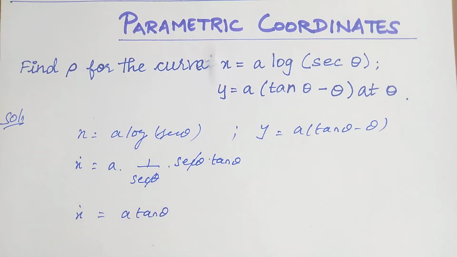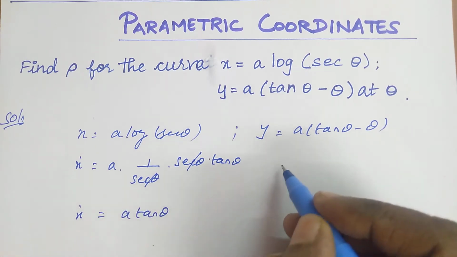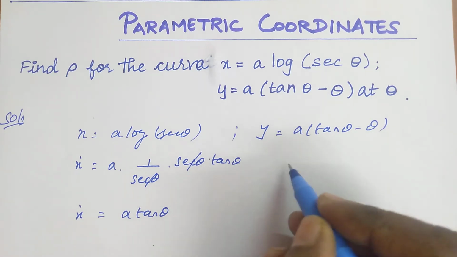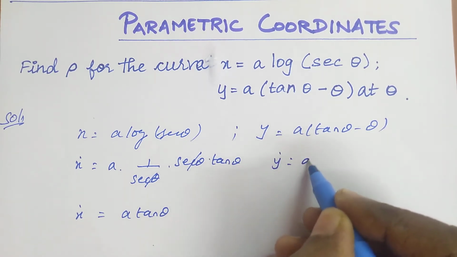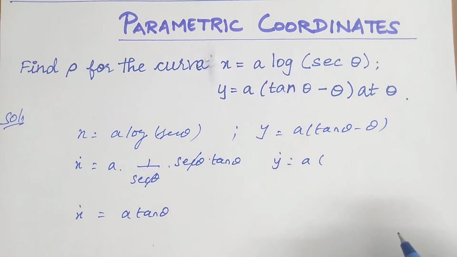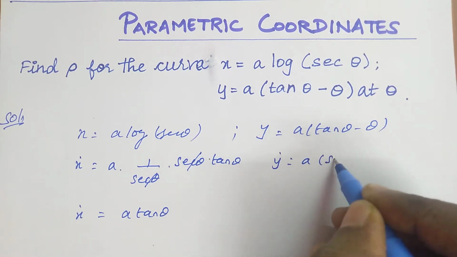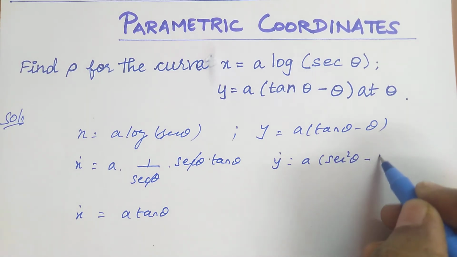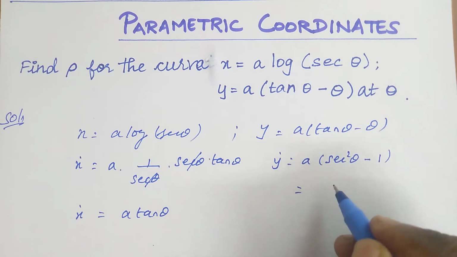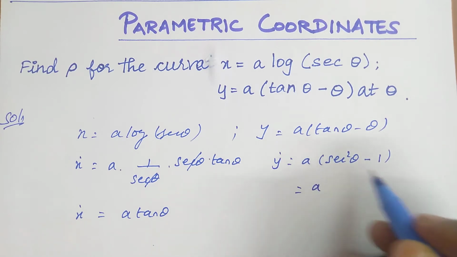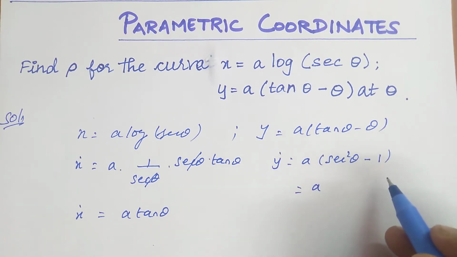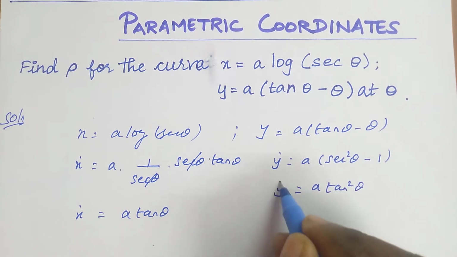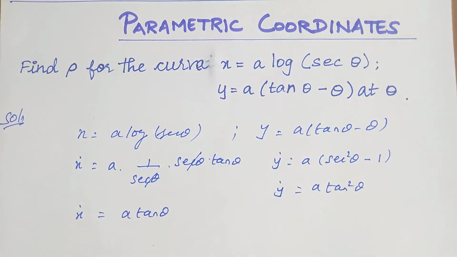Now we need to find y dot. What is our y? y is equal to a into tan theta minus theta. So y dot is equal to a, a is a constant. Now differentiation of tan, that is secant square theta, differentiation of theta is 1. So we get a into secant square minus 1. Secant square minus 1 is nothing but tan square theta. So our y dot is equal to a into tan square theta.